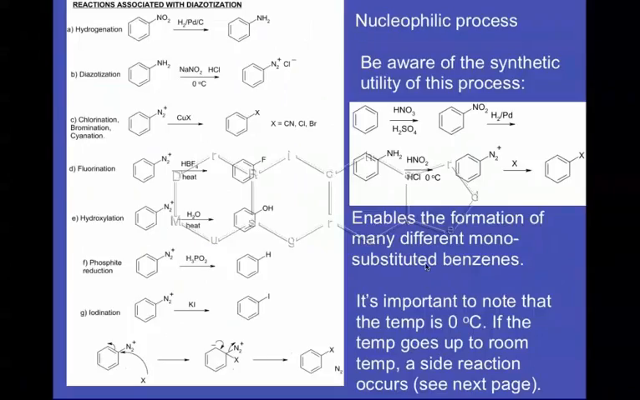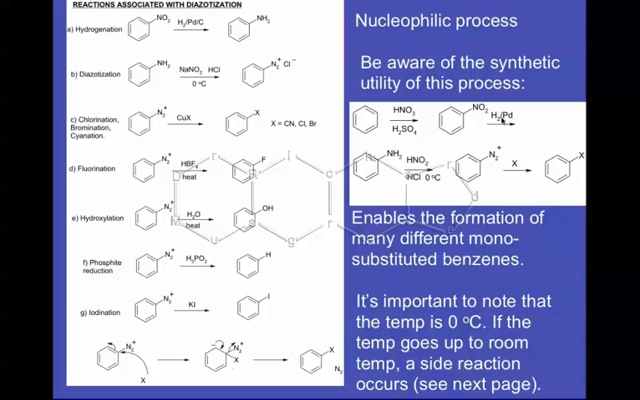I'd like now to talk about the synthetic utility of the diazotization process. The implication is that if we start off with a bare benzene ring, we can pretty much add any of these X groups that I talked about in the previous mini lecture. And the way we would do that is to first of all nitrate the ring using HNO3 and H2SO4. That'll put an NO2 on the ring. We've talked about that reaction already.